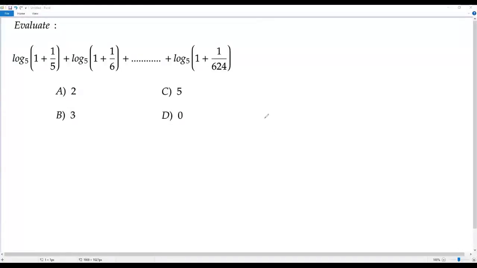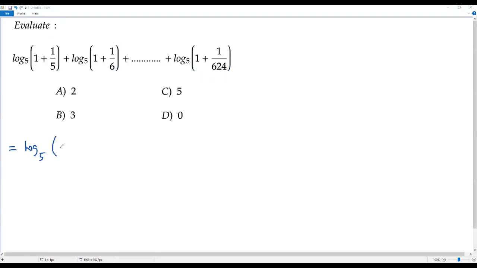Here we have a logarithmic expression and we have to evaluate it. In my first step, I'm going to use the product rule of logarithms, because here we have addition of logarithms at the same base 5. Whenever we add two or more logarithms at the same base, we can take the logarithm once with that base and multiply the arguments. So this is the product rule of logarithms.